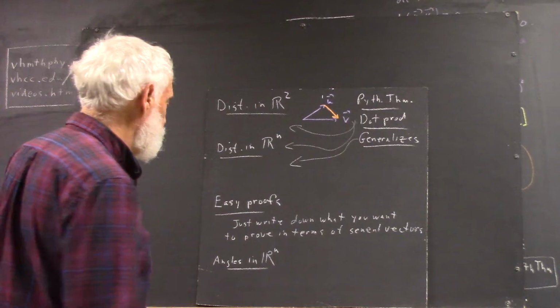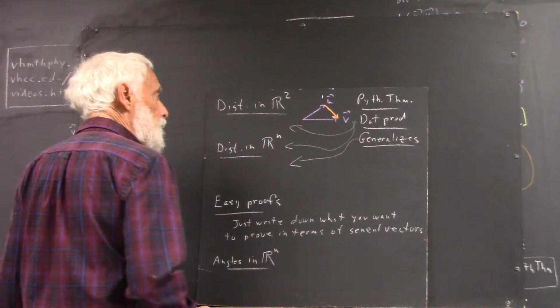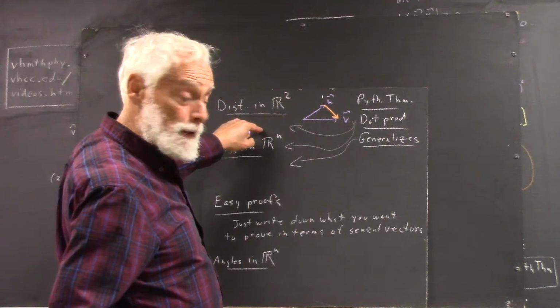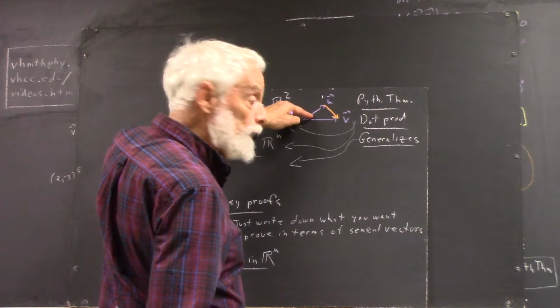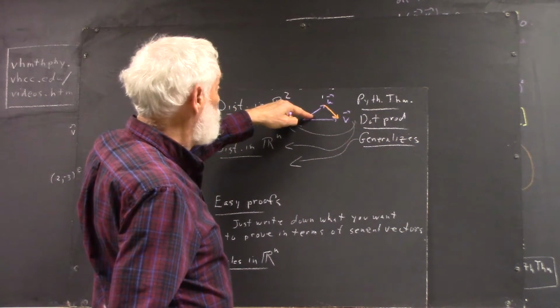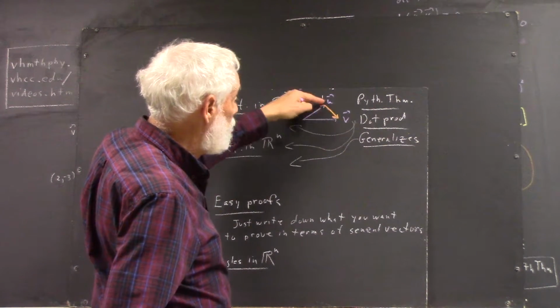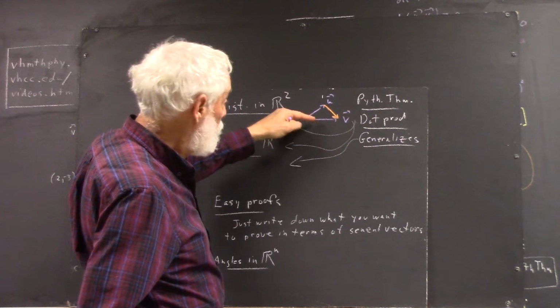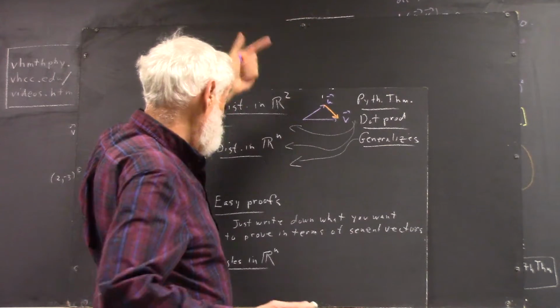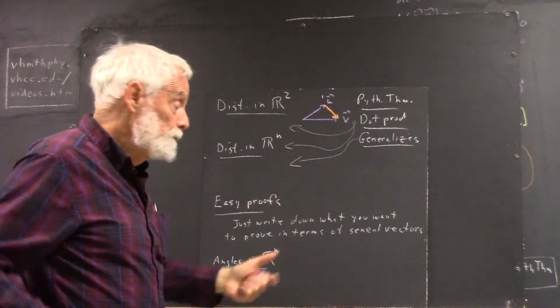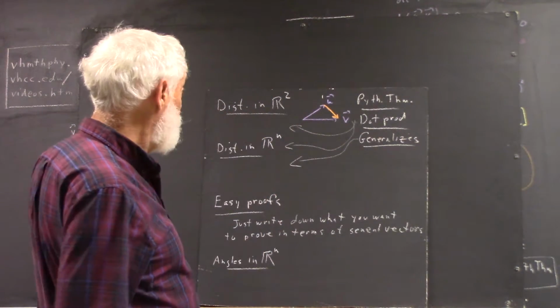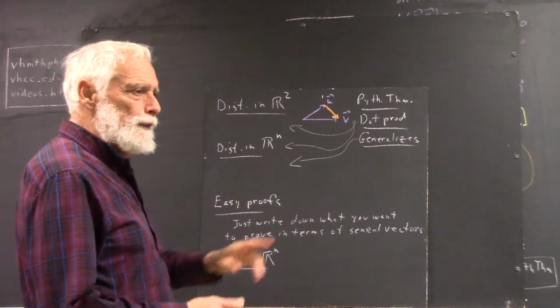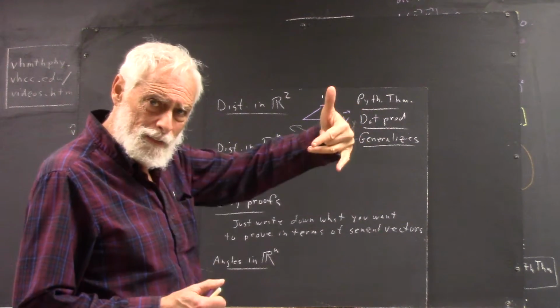And then angles in Rn. Now you know that in R2, if you want the angle between these vectors, you can easily find it, because you can easily find the three sides of this triangle. And then you can use the law of cosines and you get this angle. Okay, if you remember your basic plane trigonometry, that's easy. How do you do that if you got three vectors in Rn?